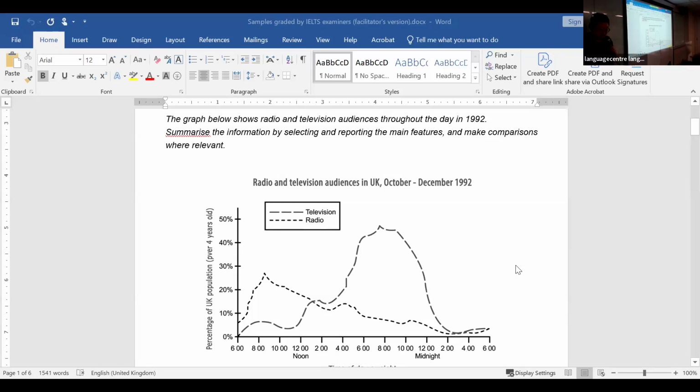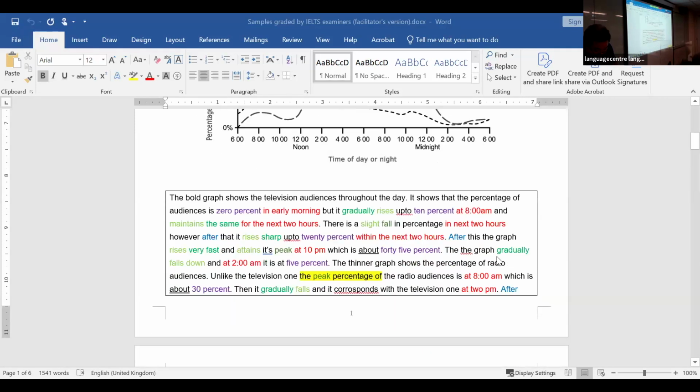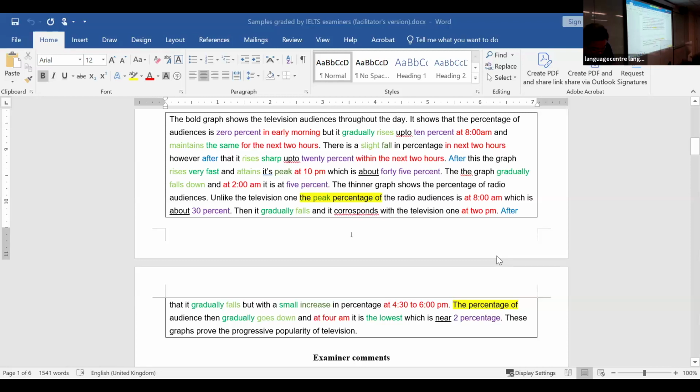This is a line graph, right? It's a bit dated, but since it appears in the sample writing materials, I'm using it to show you how we can apply the language features that we have covered in an authentic IELTS writing task. This line graph compares radio and television audiences. And this is what the candidate produced.